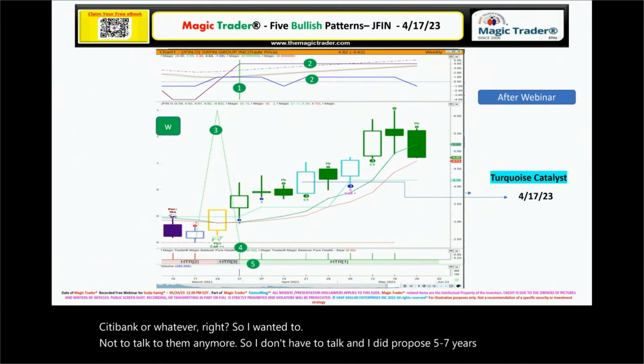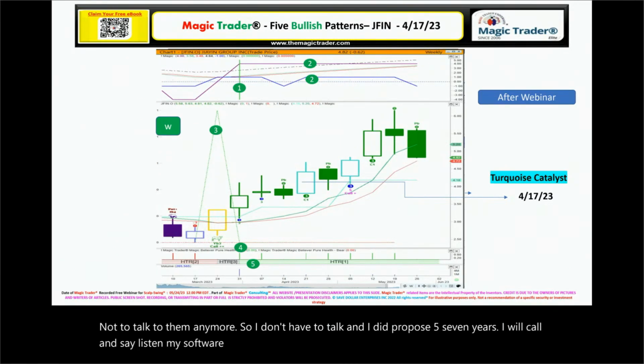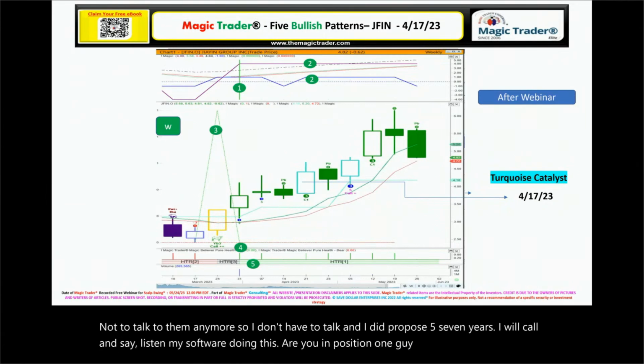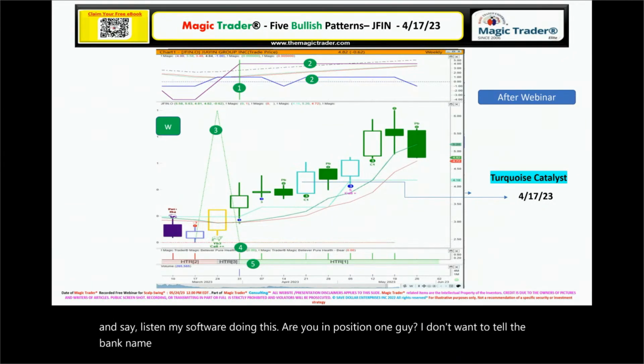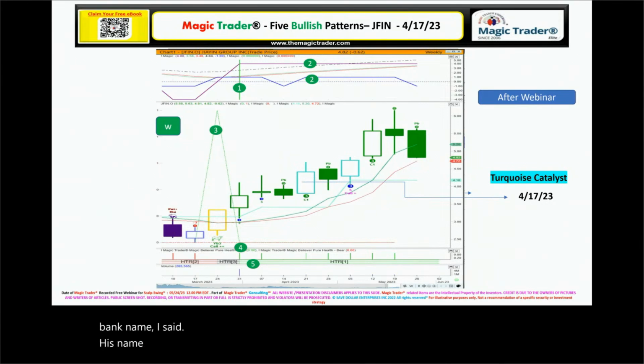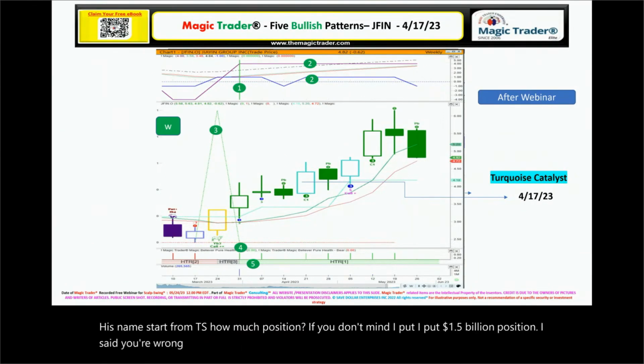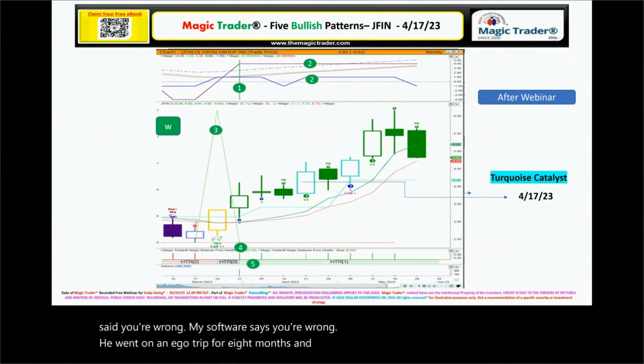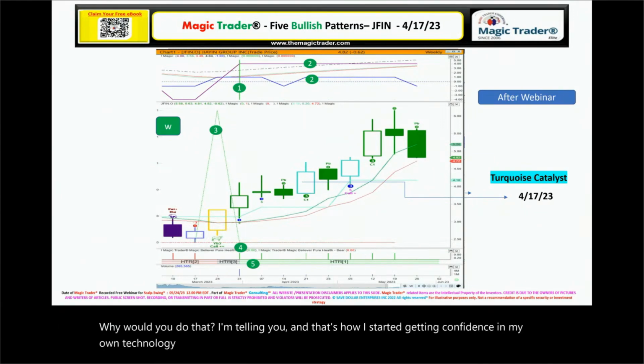I would call and say, listen, my software is doing this. Are you in position? One guy, I don't want to tell the bank name, his name starts with T. I said, how much position, if you don't mind? He said, I put a $1.5 billion position. I said, you're wrong. My software says you're wrong. He went on an ego trip for eight months, and finally they took a couple of $1 billion losses. True story. Why would you do that? I'm telling you, that's how I started getting confidence in my own technology. Institutions also make mistakes.